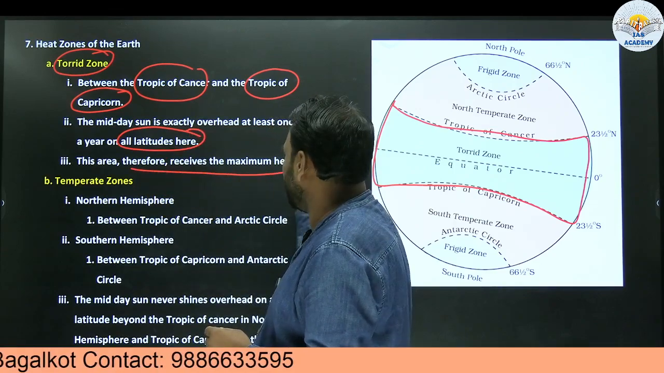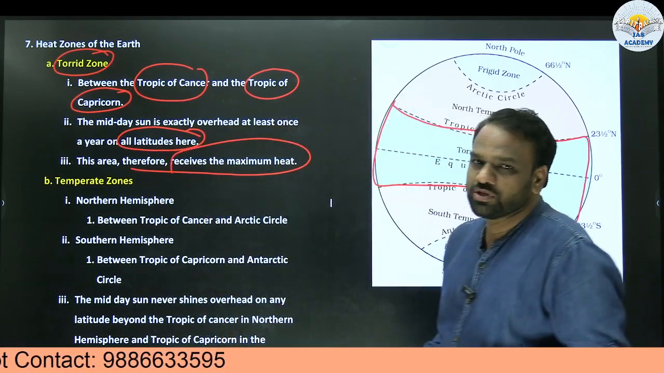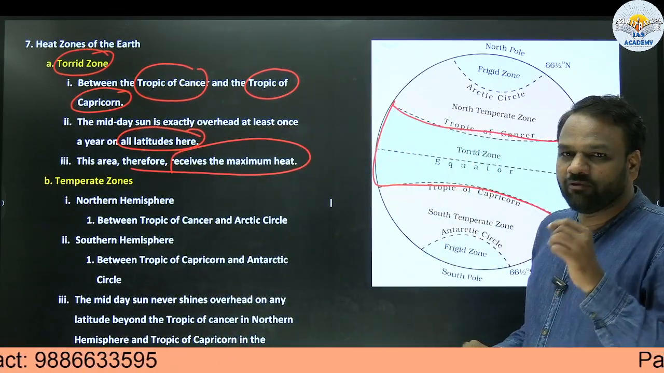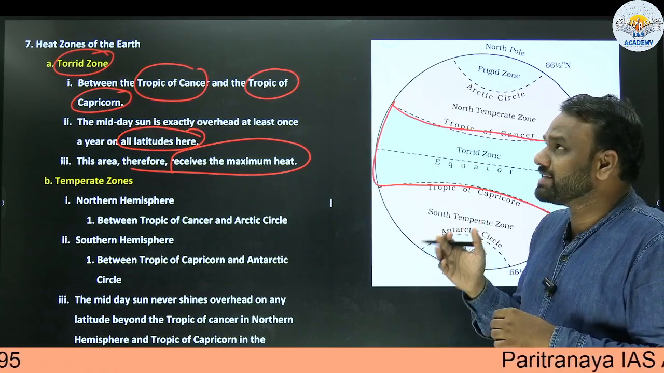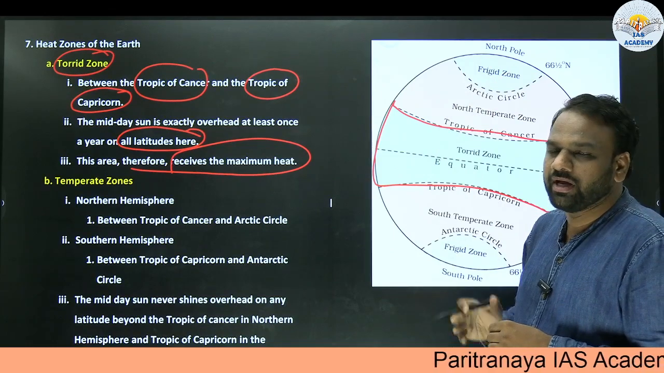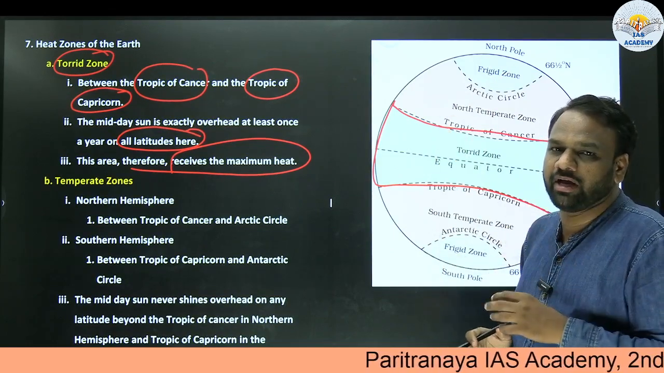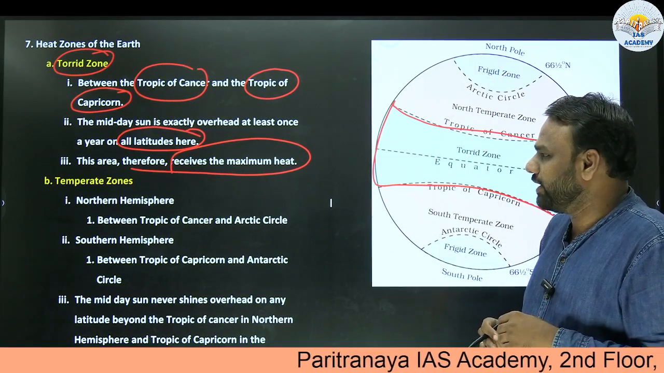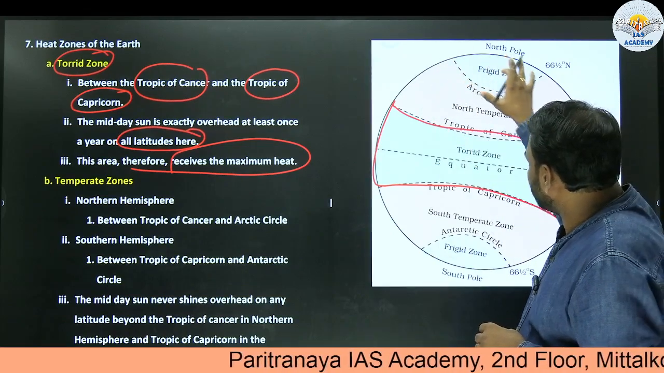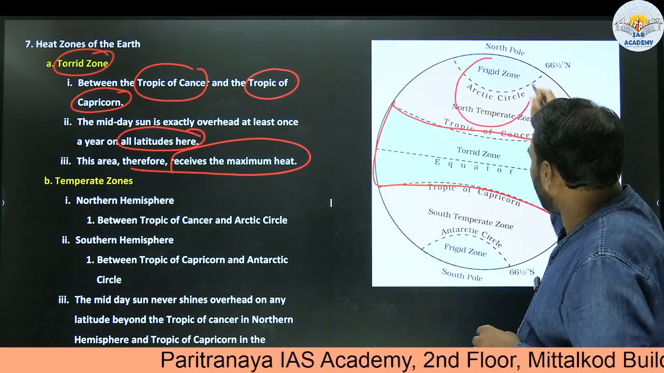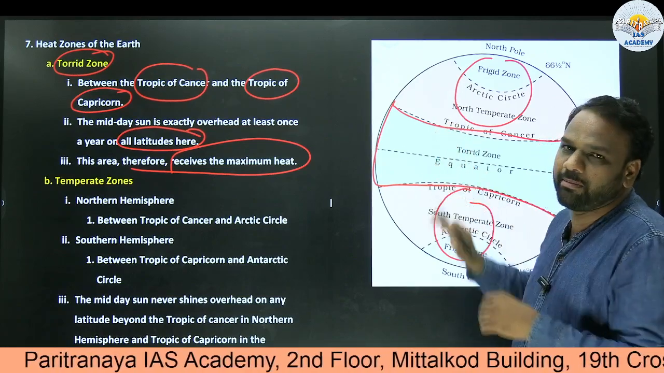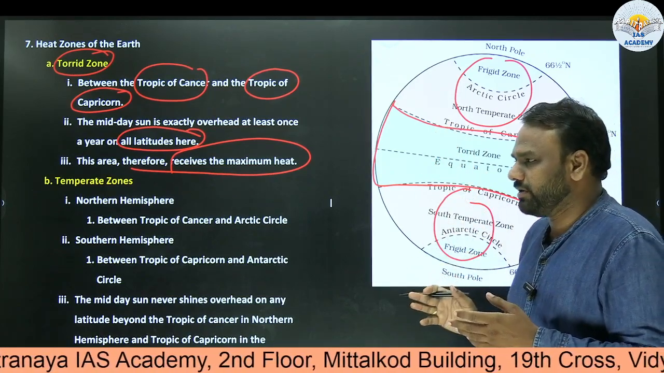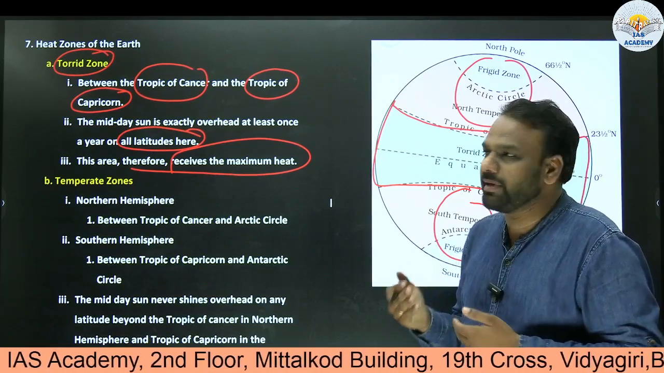So this area therefore receives the maximum heat. In this area, in one year, at least once, the sun will shine exactly overhead, at least for one day. So that is why, compared to the other areas which are present over here and over here, this area receives maximum heat. In exams, questions can be asked like this.